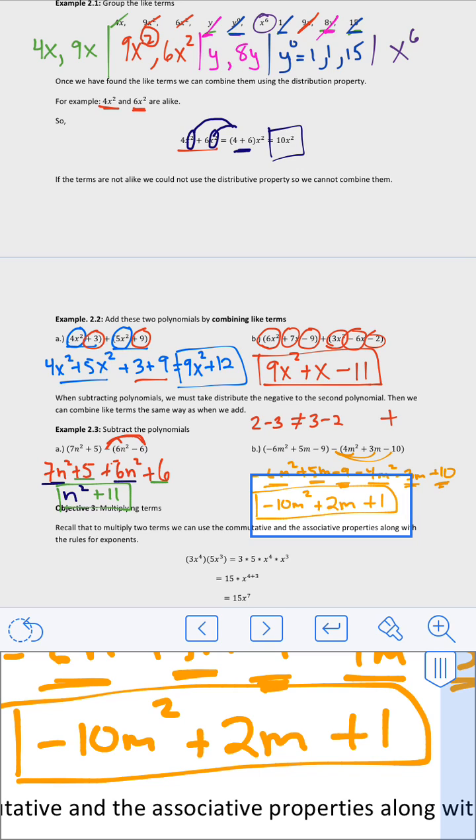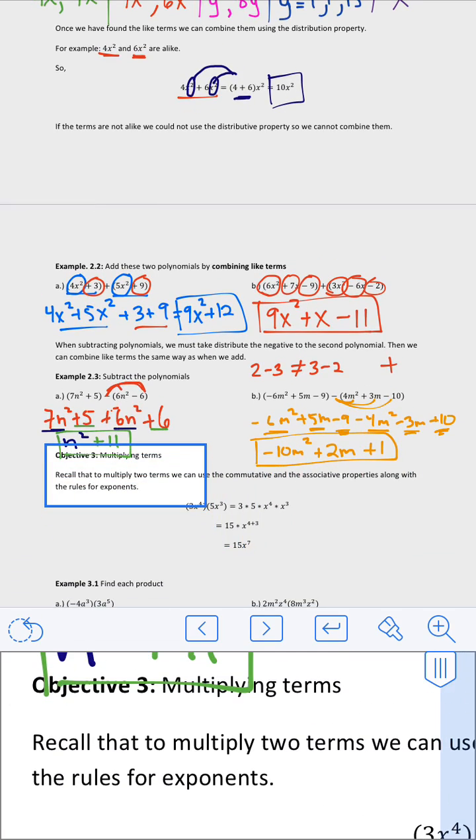Okay, that is addition and subtraction. Addition and subtraction of polynomials comes straight out of like terms. We are going to move on to multiplication, which involves a lot of our product rules. So if you have any questions right now, please make sure you get them answered before we move on.